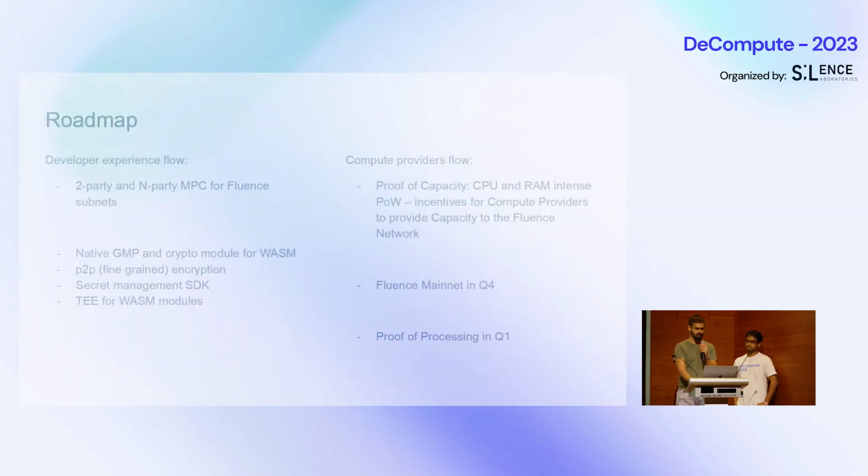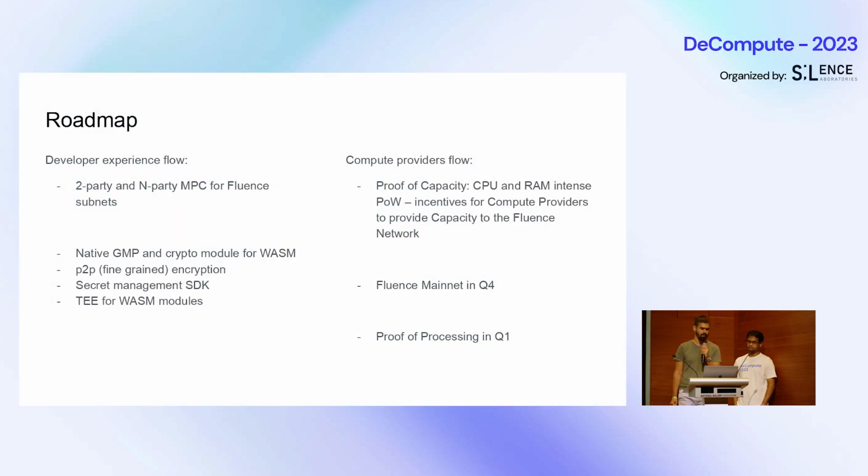And a few words about the next steps and where we are. We have developer experience flow and the compute providers flow. For the developer experience, we want to have two-party and n-party MPC available for all the Fluence subnets. Currently, you need to speak to Silence Labs to get this demo working for you. And we want to speed up MPC and different cryptography solutions with the native GMP and crypto modules for WebAssembly.